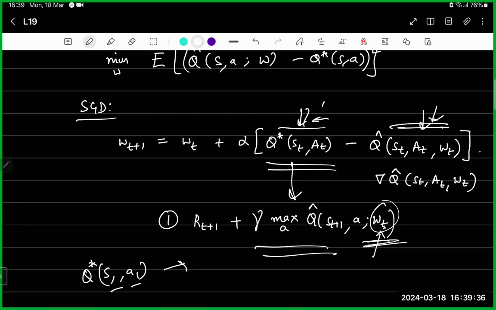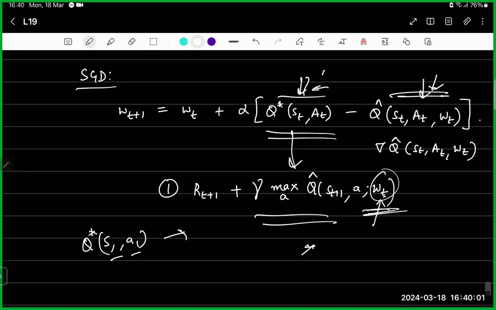Is this problem clear to everyone? Because what you're trying to fit to is not some constant. It keeps changing with time. So that's why this is called a non-stationary target problem. If you keep changing your target, then your algorithm might not converge. Because now you try to fit to this value, and by the time it tries to come closer to that value, you again change your target and say no, you don't fit to that, you fit to this value.